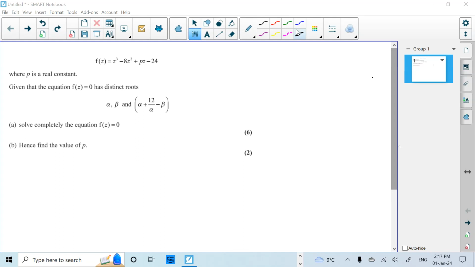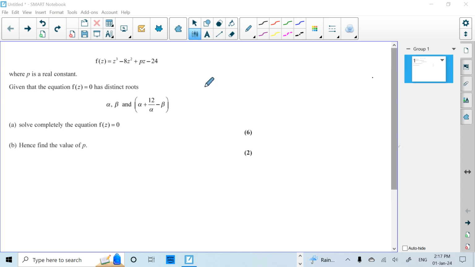Hello, and another attempt at answering a past exam question, A level, AS level further maths, roots of equations. So we have the function f(z) = z cubed minus 8z squared plus pz minus 24, where p is a real constant. Given that the equation has distinct roots alpha and beta, solve completely the equation f(z) equals 0, and hence find the value of p.